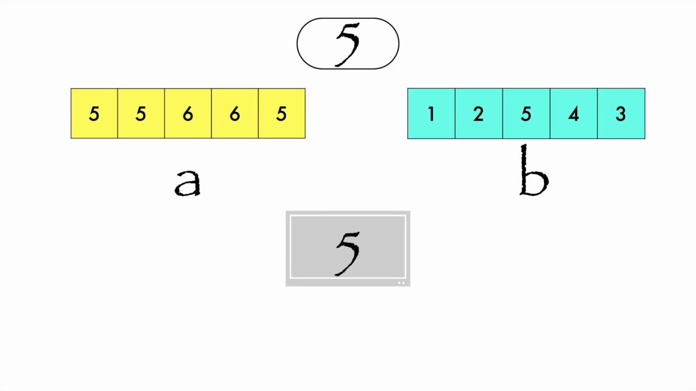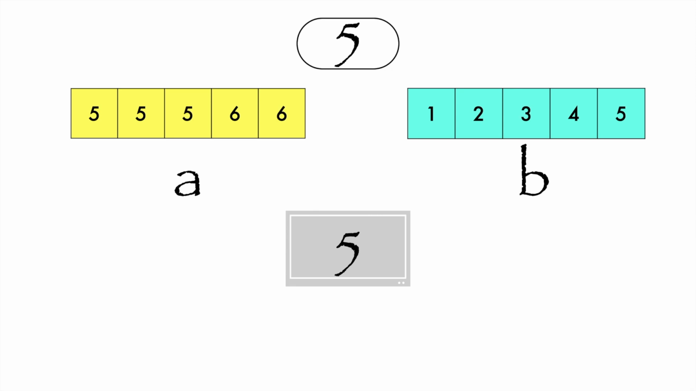Test case number 2. We were given 5 numbered arrays. The first would be 5, 5, 6, 6, 6, 5. The second would be 1, 2, 5, 4, 3. We are given 5 moves we can make to make the sum of array A as maximum as possible. So let's just sort the arrays first.